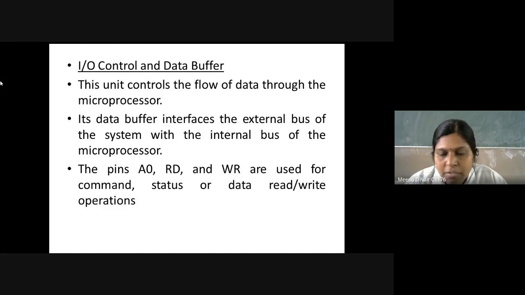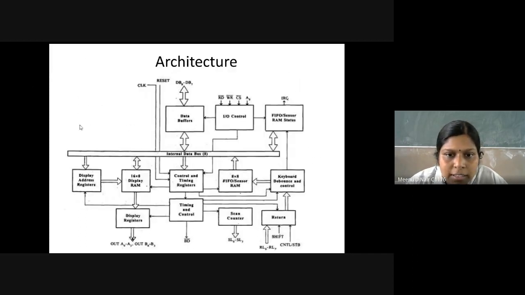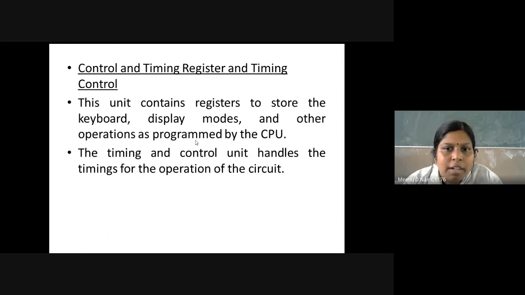So this is the same as what you have seen in the previous sections also. Now the next things are control and timing registers and timing and control. These are the two blocks: control and timing registers, and timing and control. We'll see what this is.